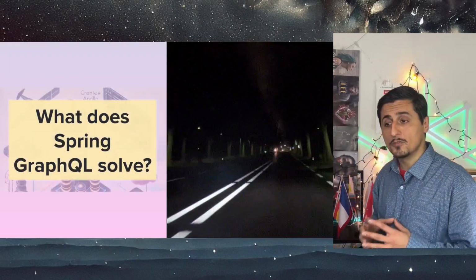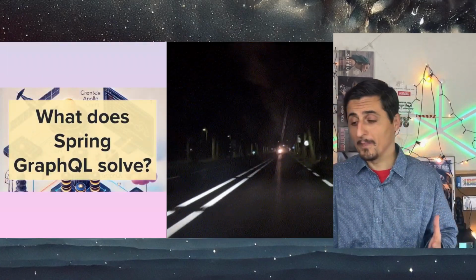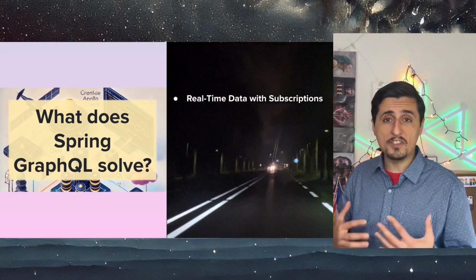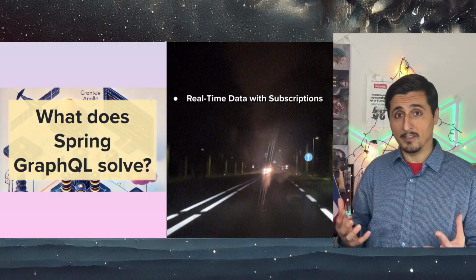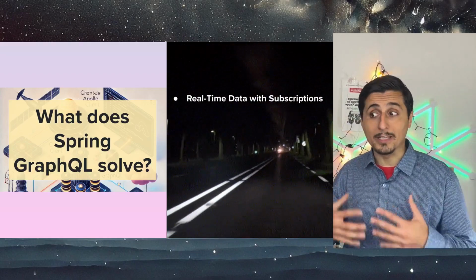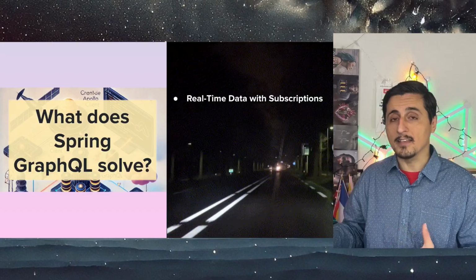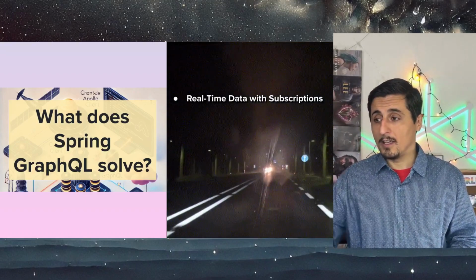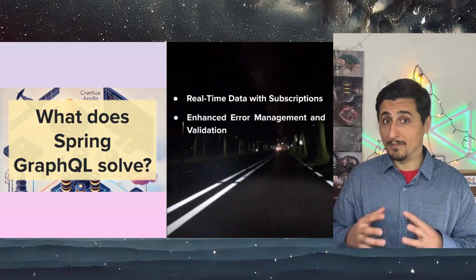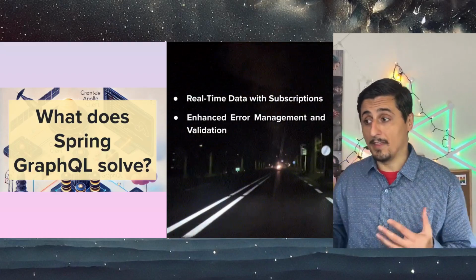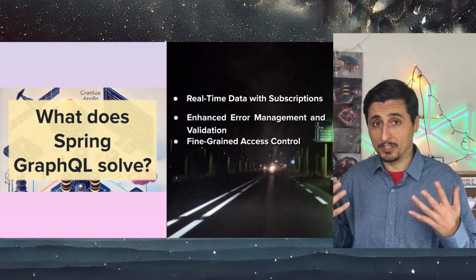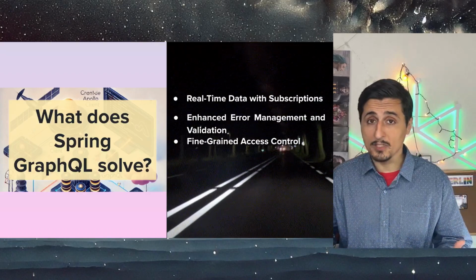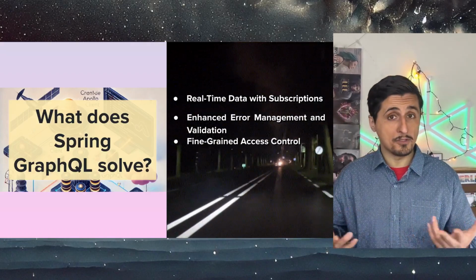And what further does Spring GraphQL help us solve? It helps us solve real-time data with subscriptions. What this means is that we are able to create clients using the WebSockets protocol. We can keep a connection alive and send and receive data in real time to and from our service. It has great enhanced error management and validation features. Then it has fine-grained access control. It provides us that when we can specify, for example, our fields, as we have said before, but also when it comes to security.